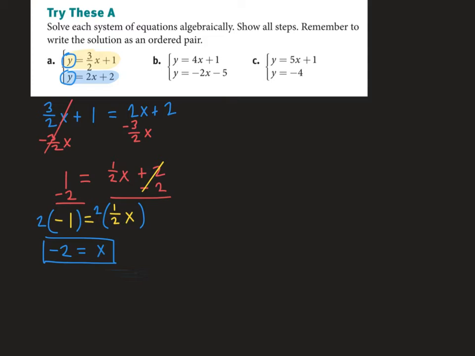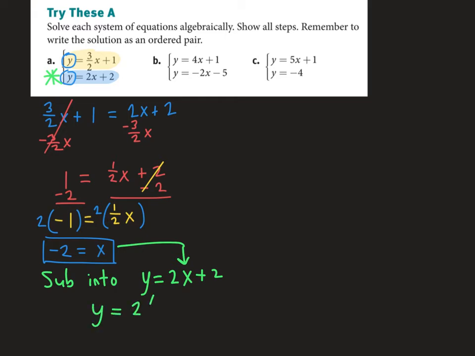We need to now substitute this back into either equation. I'm going to substitute it into the second equation because it didn't have the fraction. It just looks a little bit nicer. So I'm going to sub into the equation that said y equals 2x plus 2. Okay, so since we know what x is, I can plug that value in right there.